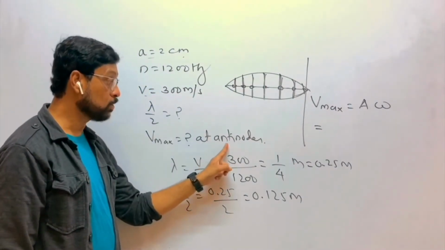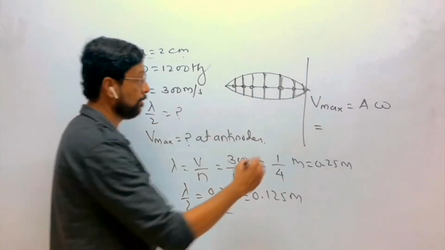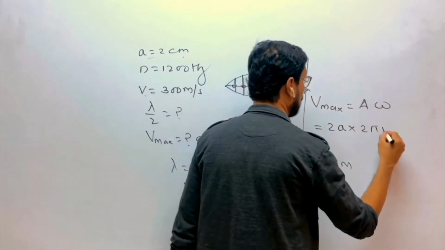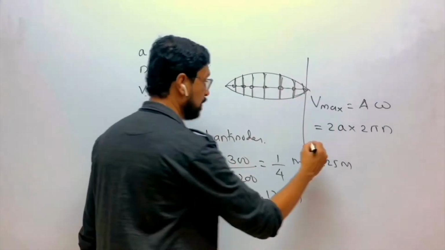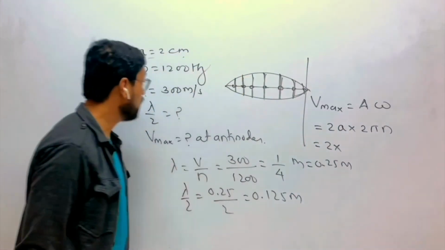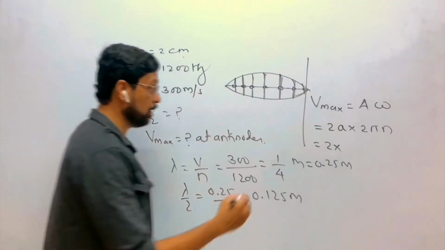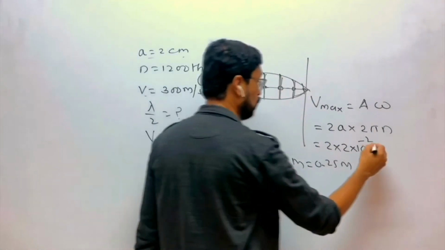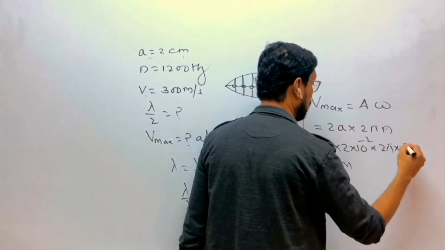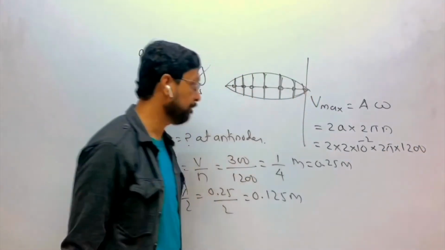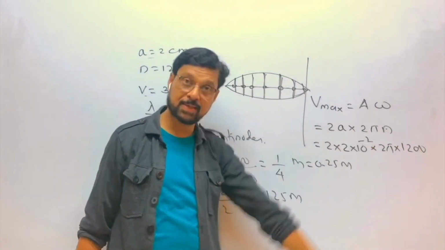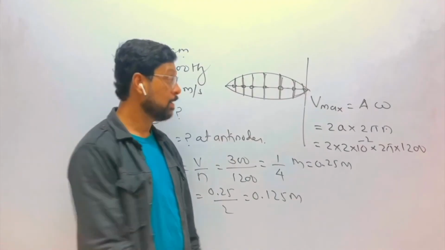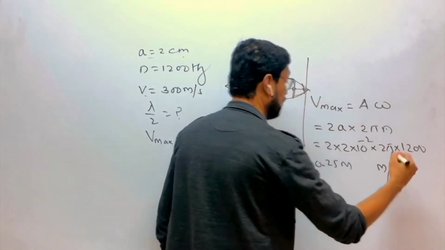At antinode, the amplitude will be 2a. So a means 2a into omega, which is 2 pi n. That is equal to 2 into a, which is 2 centimeter, means 2 into 10 raised to minus 2 meter into 2 pi into n is 1200. Multiply this, you will get the maximum velocity at antinode in meter per second.